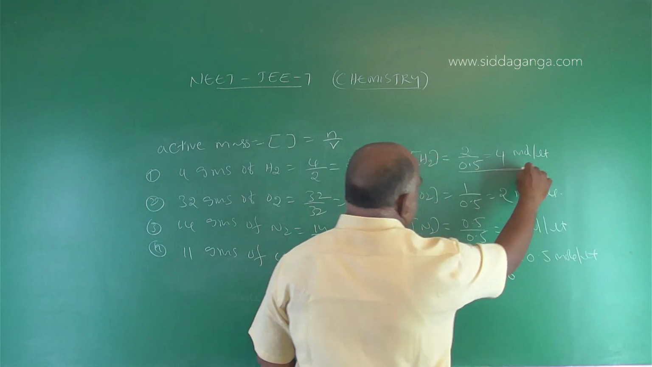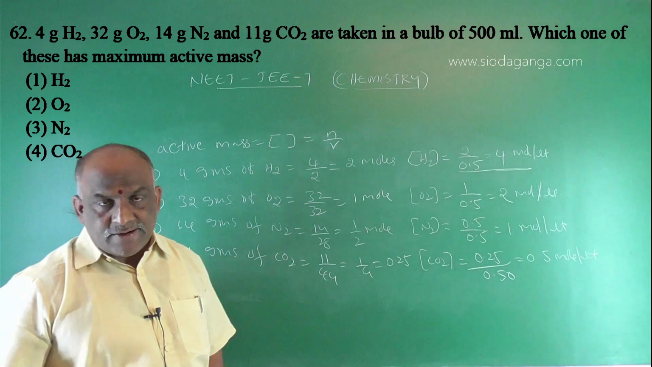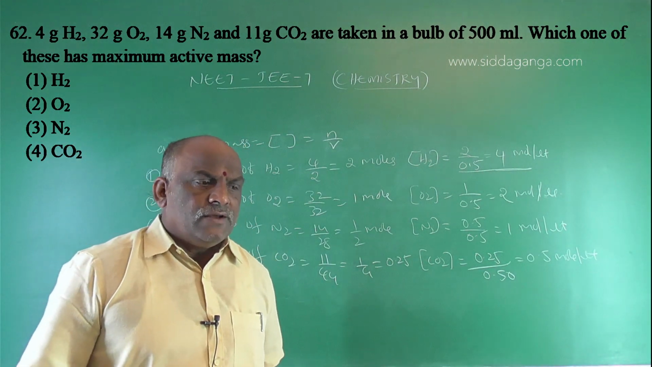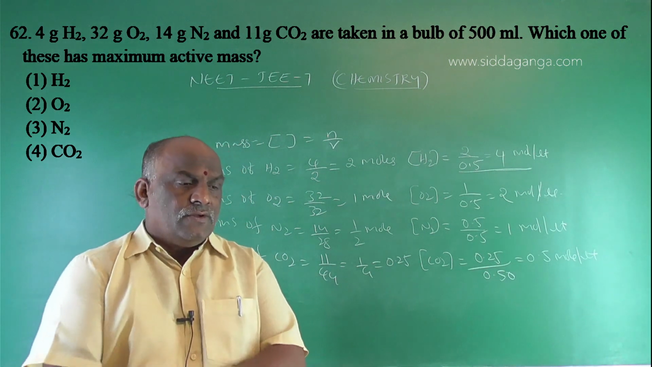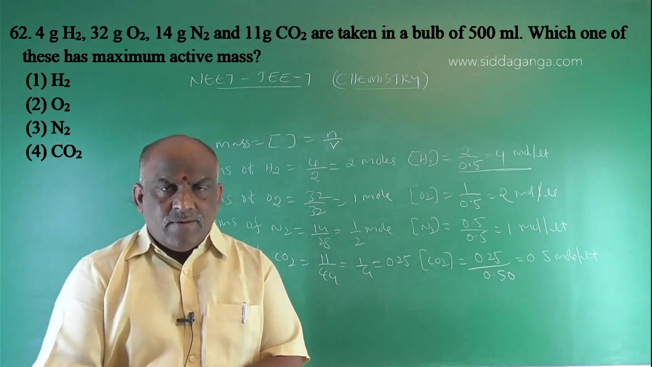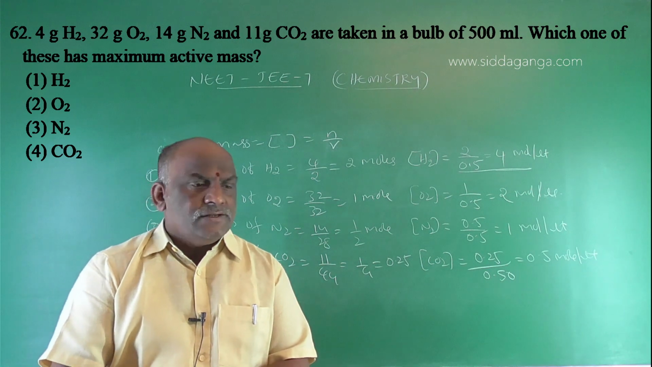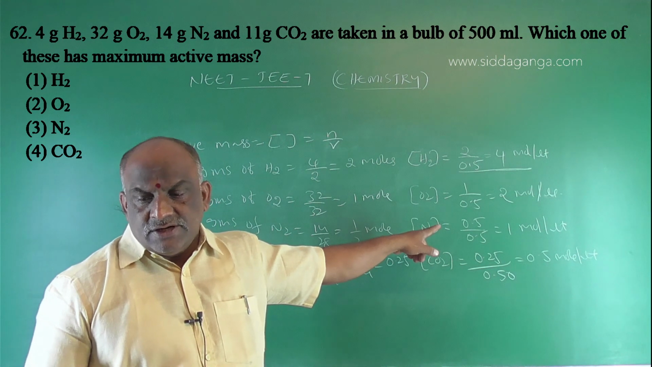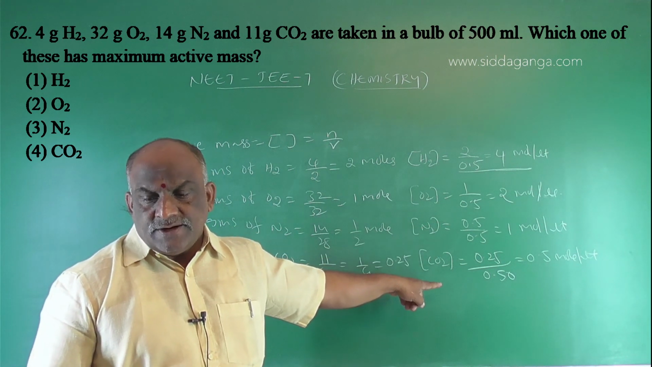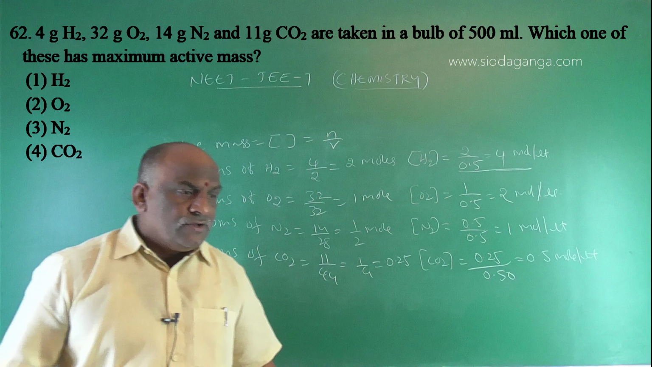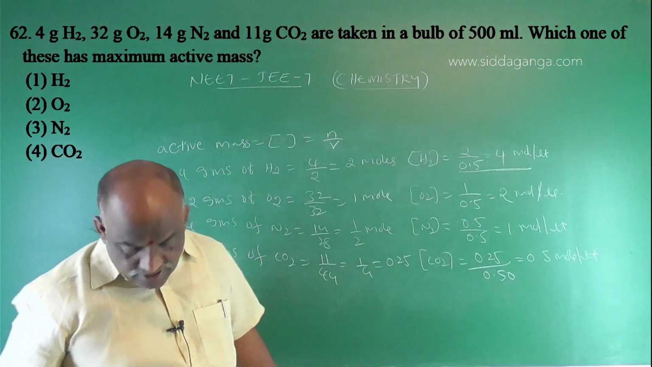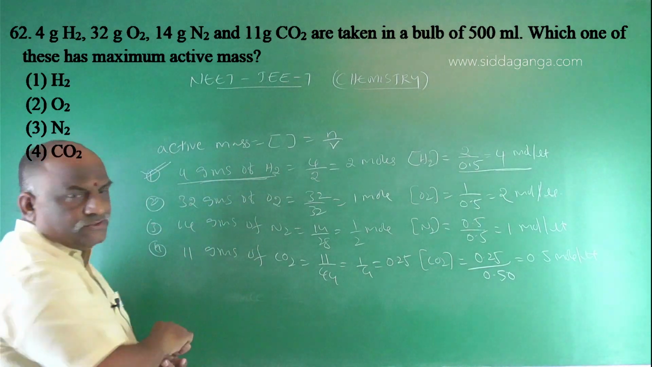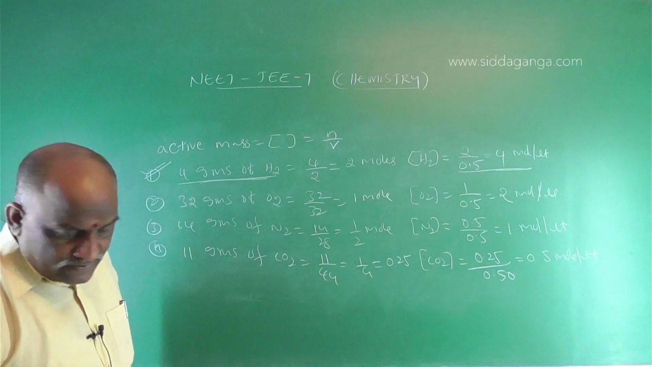So which is the right answer, my dear students? Go through the question once again. 4 grams of hydrogen, 32 grams of oxygen, 14 grams of nitrogen and 11 grams of CO2 are taken into 500 ml. You convert the ml value into liters. So you can calculate the active mass of hydrogen as 4, oxygen as 2, nitrogen as 1, and CO2 as 0.5. So the right answer for this question is 4 grams of H2. Clear? And next one.